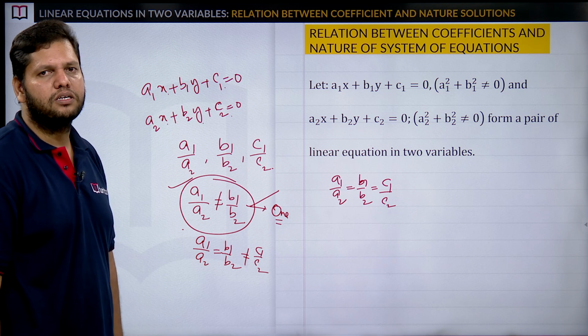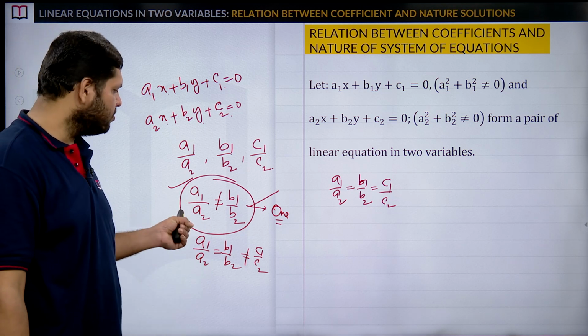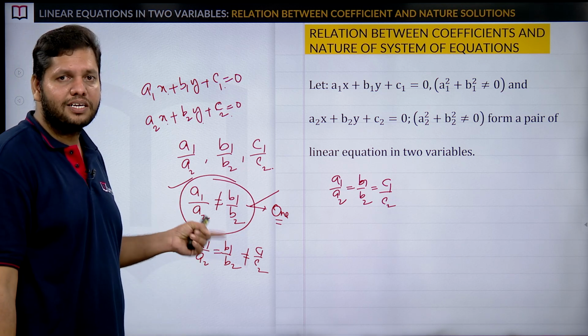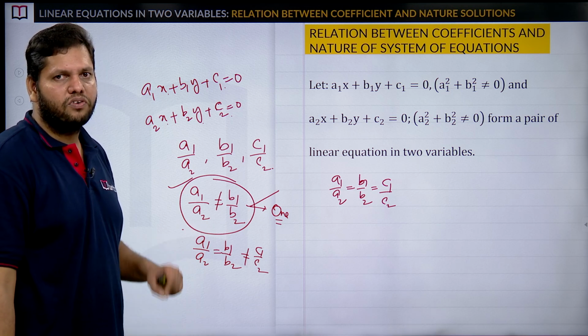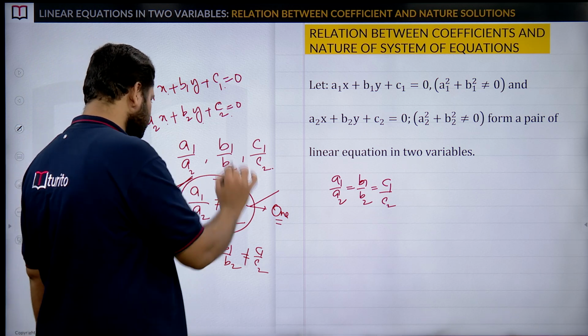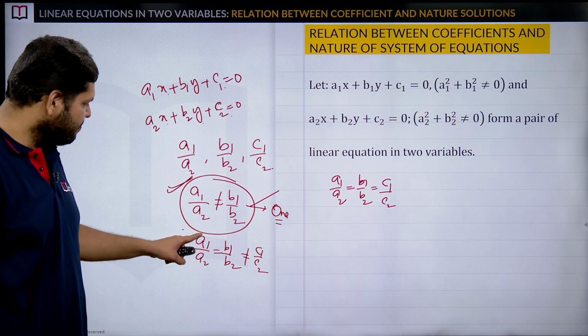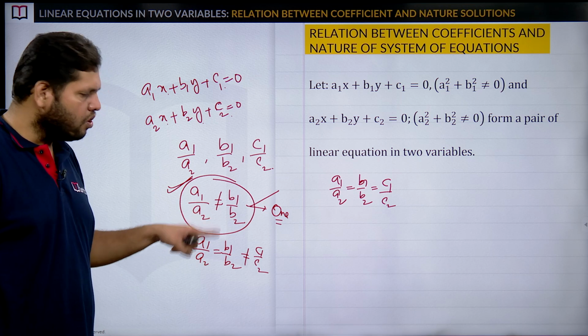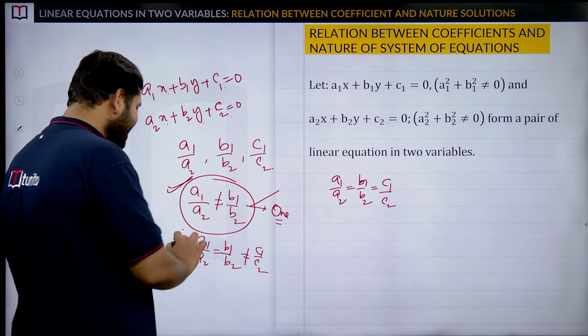Are you getting my point, children? If a1 by a2 is not equal to b1 by b2, so we can say consistent. Therefore, we can say the number of solutions are how many? One is the common solution. Next one. a1 by a2 is equal to b1 by b2 and not equal to c1 by c2. Here I can say inconsistent.